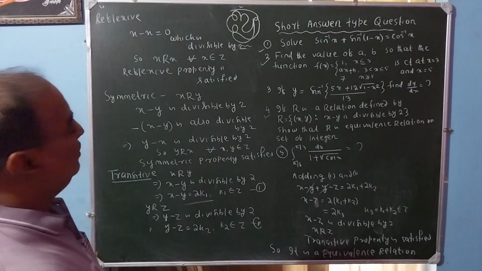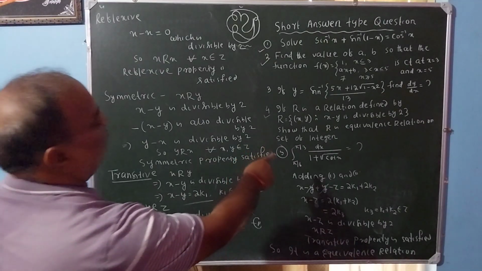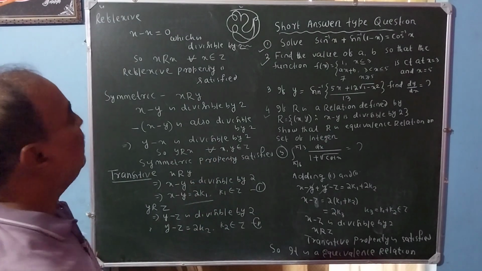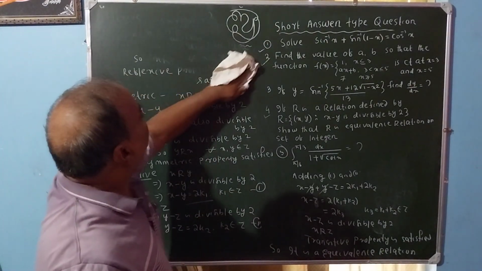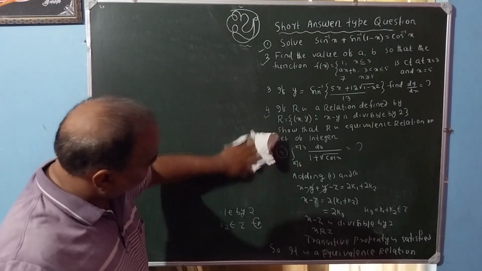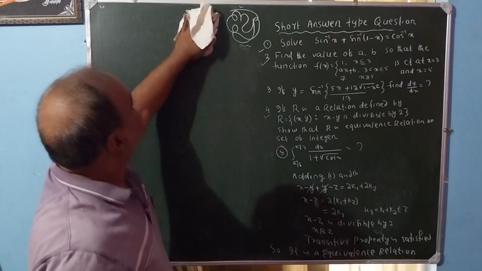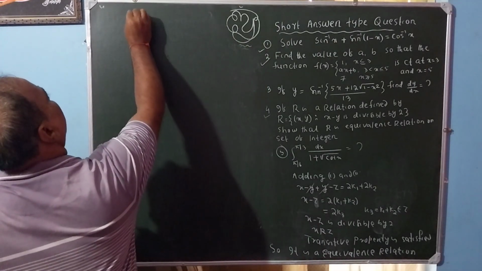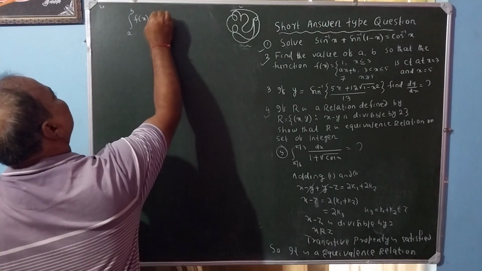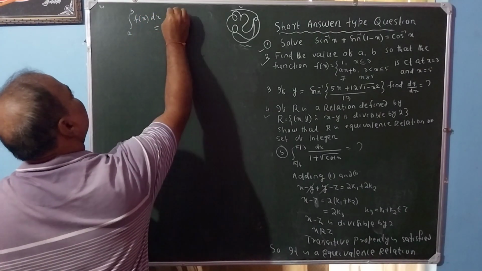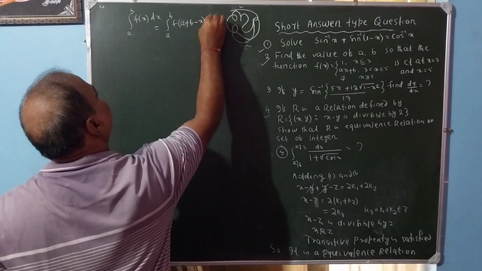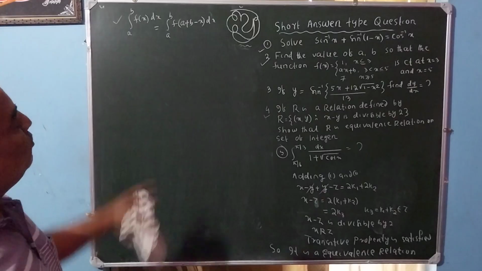Very important question. Integral from pi by 6 to pi by 3 dx upon 1 plus root over cot x. What is the value? So write down the answer. Very important question. How can you solve it? We know one formula: integral a to b f(x) dx is equal to integral a to b f(a plus b minus x) dx. This is a very important formula. We have to apply it here.